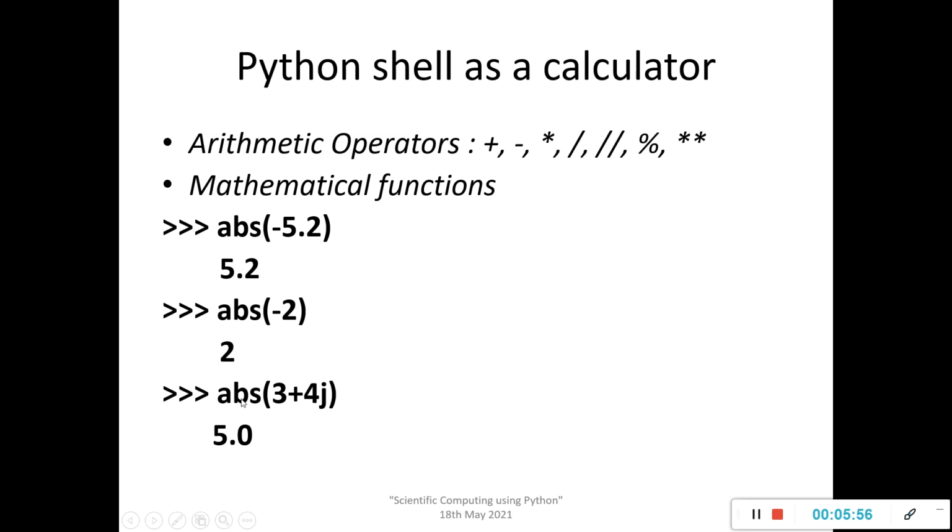Now, if you want to find the absolute value of a complex number, we need to say ABS followed by 3 plus 4j. So the answer is going to be returned as 5.0. So for different types of input operands, be it a float number, integer, or complex number, we get the output.